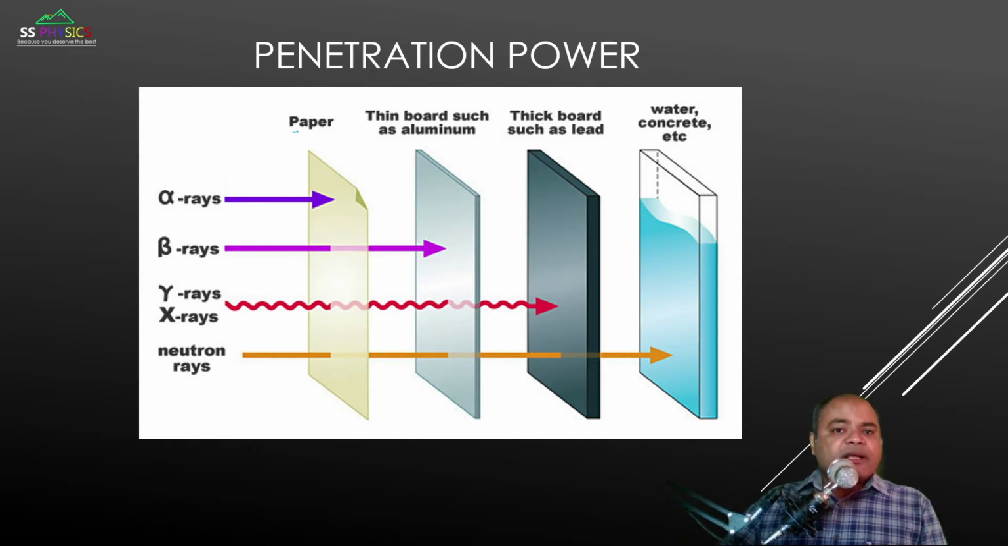Here some samples are shown, like thin paper, a thin board such as aluminum, metal foil, a thick board such as lead, and this is water or concrete, etc. Alpha rays are comparatively very weak and they cannot even penetrate a simple thin paper. But beta rays can penetrate thin paper, but they cannot pass through the metal sheet. Gamma rays and X-rays can easily pass through thin paper, and they can even pass through the metal sheet, but they cannot pass through a thick lead board. And neutron rays, which have the highest power, can penetrate through paper, metal, or even lead, but they cannot penetrate through water or concrete.